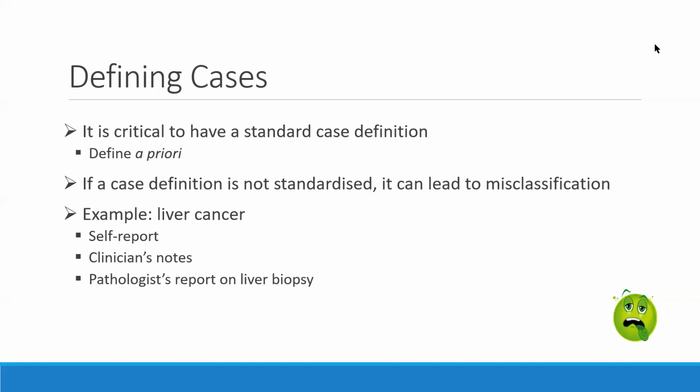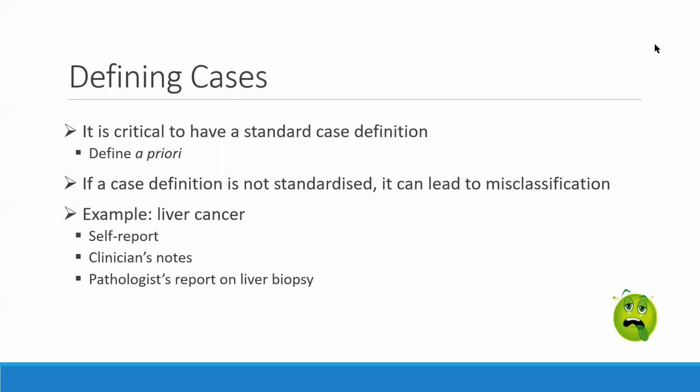For example, say you want to do a study on hepatocellular carcinoma. You need to decide whether you need pathological evidence, or whether you are going to rely on clinical suspicion. That's going to change your study. It doesn't really matter which one it is. You can justify it, but once you decide, you stick to that.